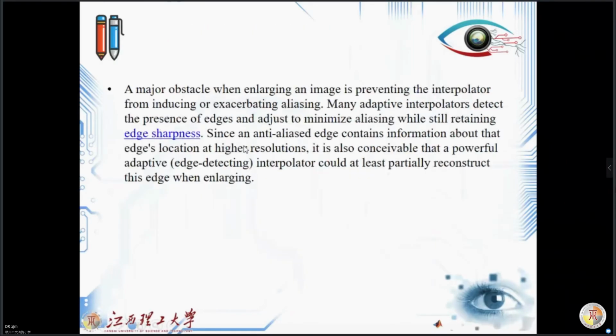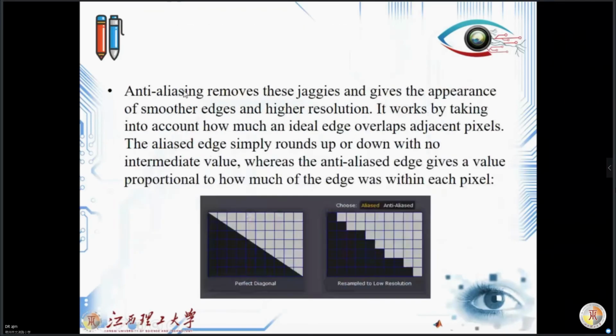Okay, then anti-aliasing will remove these jaggies and give the appearance of smoother edges and higher resolution, and it works by taking into account how much an ideal edge overlaps adjacent pixels, whereas the aliased edge simply rounds up or down with no intermediate value. See here the perfect diagonal re-sampled to a raw resolution, which is shown in the image below.